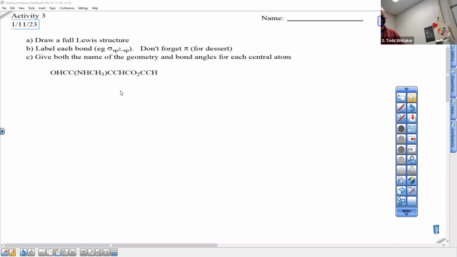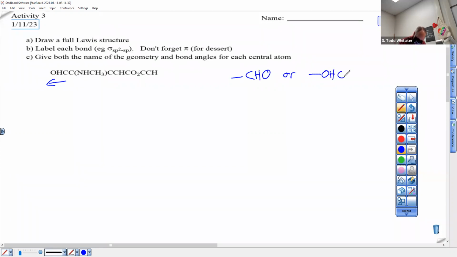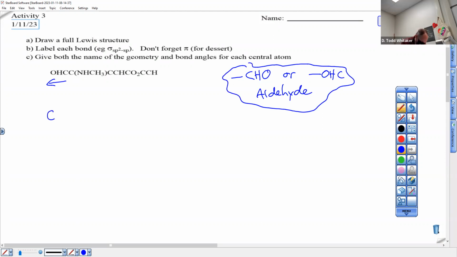Far left of the molecule, what's that functional group? If you read it this way, it says CHO. We have to know that's an aldehyde, CHO or OHC. So copy carbonyl with an H, lone pair, lone pair. So I got that.